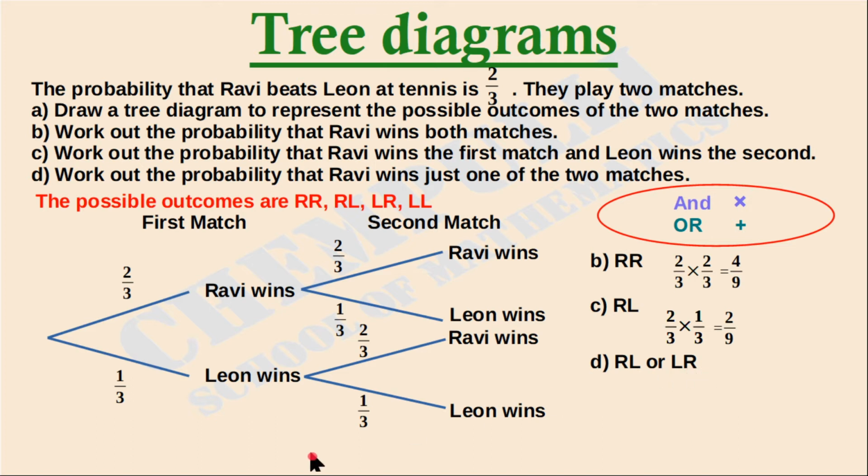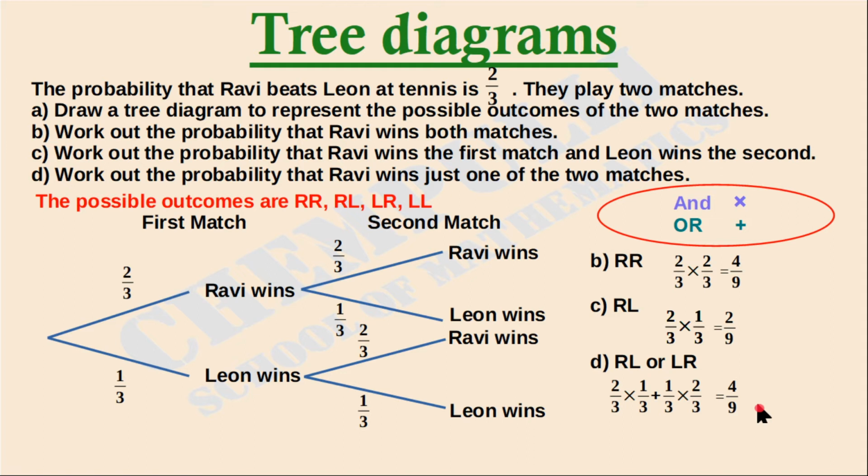LR. LR means first match Leon wins, second match Ravi wins. This is that branch. Then in this case, what is the probability? 1 over 3 times which one? 2 over 3. Clear? That means we can write the probability like this: 2 over 3 times 1 over 3, that is RL. Then plus LR, that is 1 over 3 times 2 over 3. That is, LR means first match Leon wins, second match Ravi wins. Then simplify, we will get the answer 4 over 9.